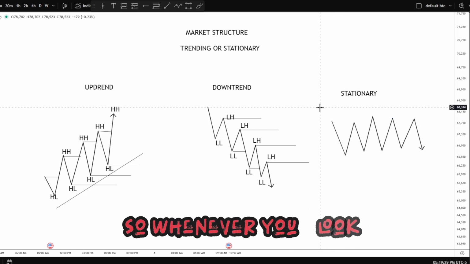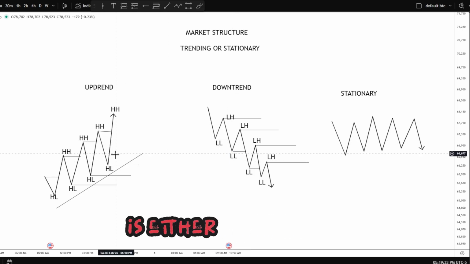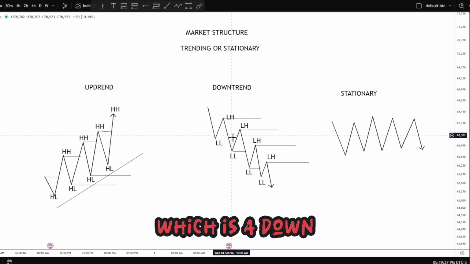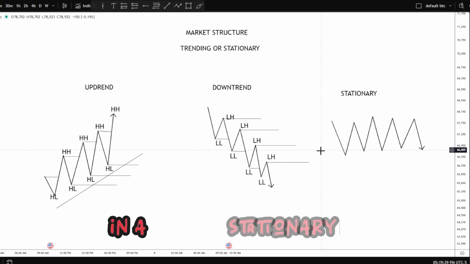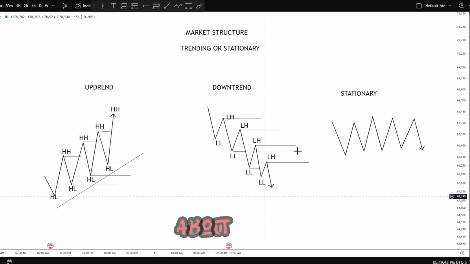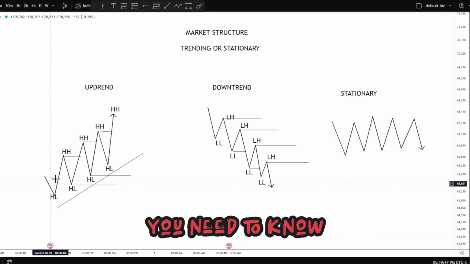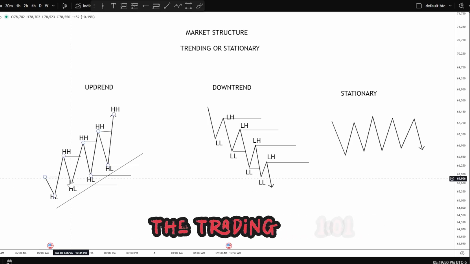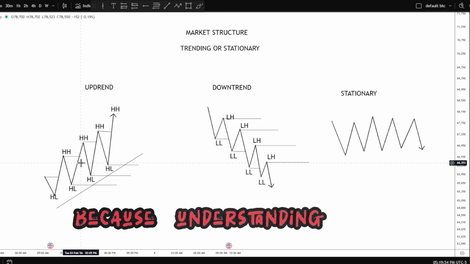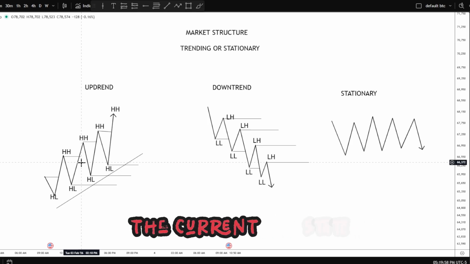So whenever you look at the market, these are the three things that the market is always doing. Either the market is buying, which is an uptrend, or the market is selling, which is a downtrend, or the market is in a stationary condition. So this is the first thing you need to know about the market when you want to start trading. Trading 101: you need to understand market structure, because understanding market structure will teach you how to identify the current state of the market.